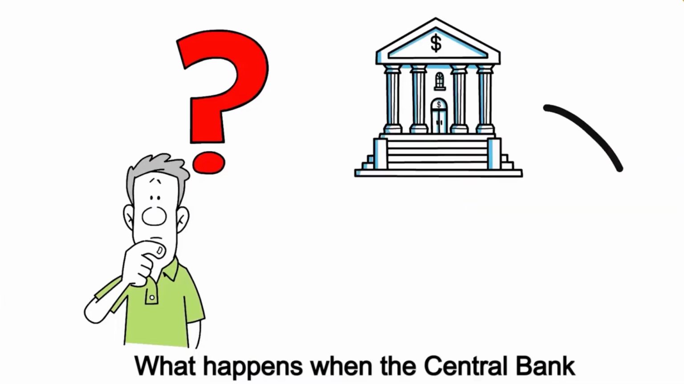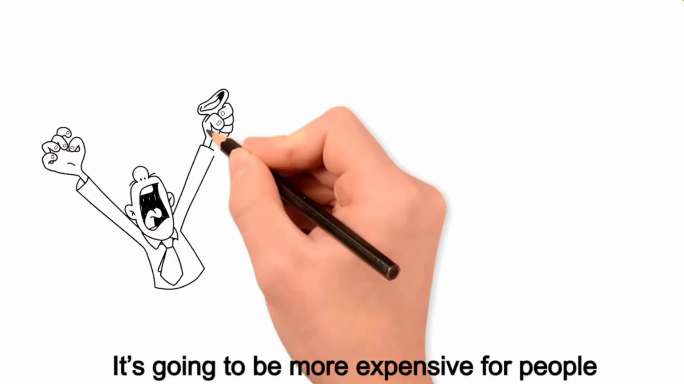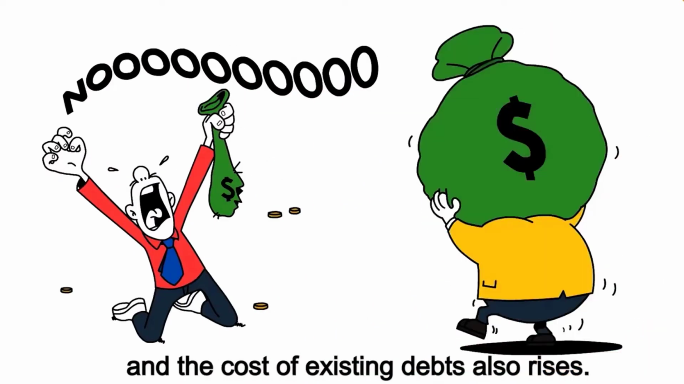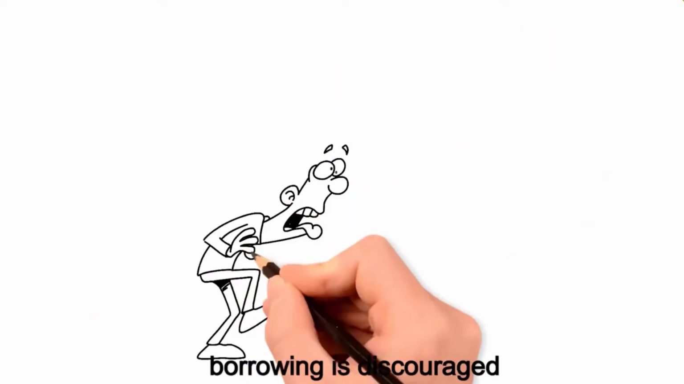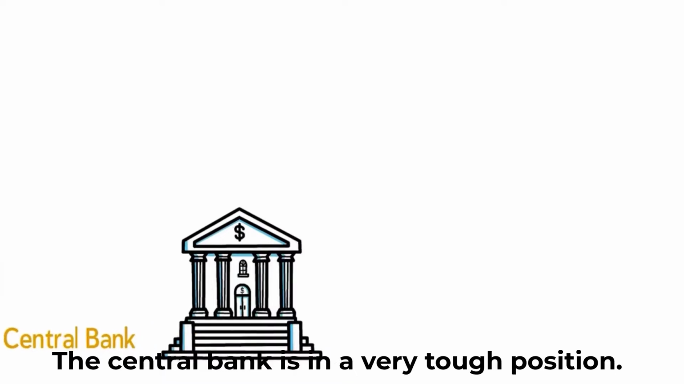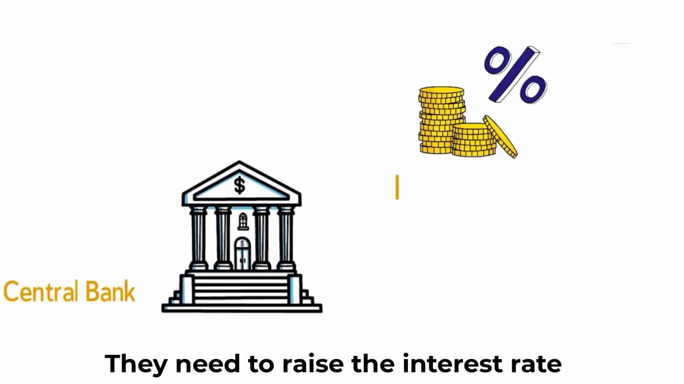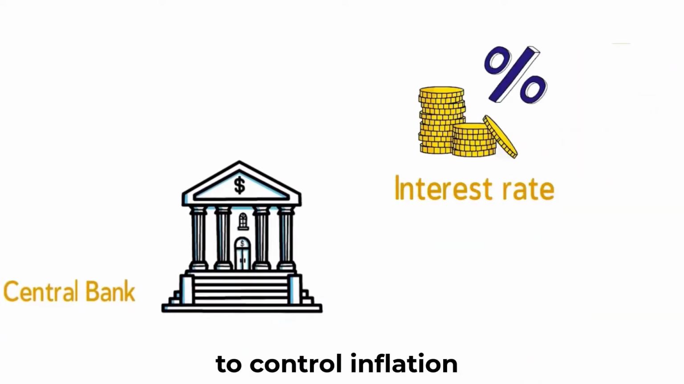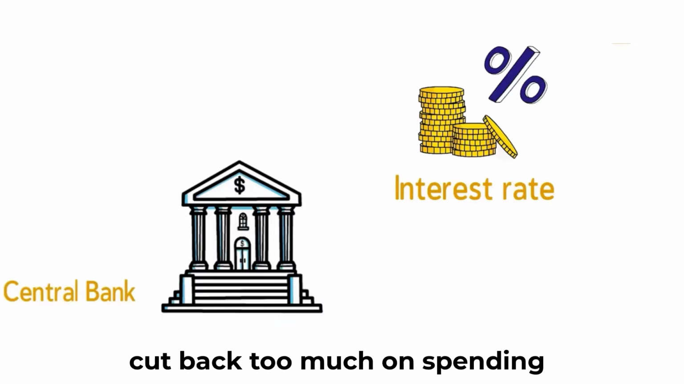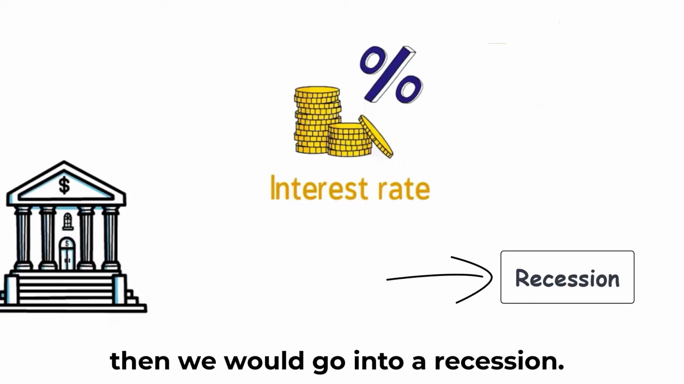What happens when the central bank increases the interest rates? It's going to be more expensive for people and businesses to borrow money, and the cost of existing debts will also rise. Obviously, borrowing will be discouraged and spending habits will slow down. The central bank is in a very tough position. They need to raise interest rates to control inflation, but if they overdo it and people and businesses cut back too much on spending, we will go into recession.